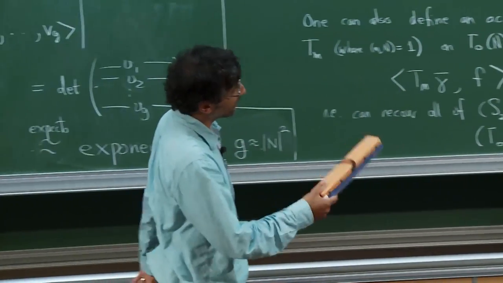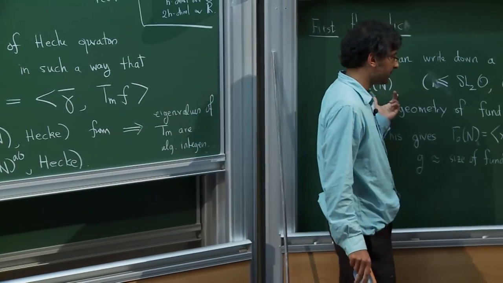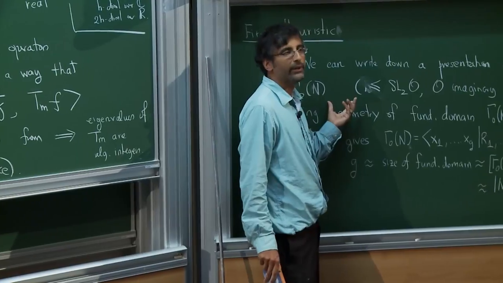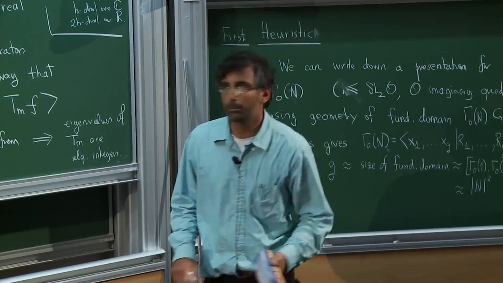Yeah, this is another thing about this heuristic, that it's not very robust. Like if you're analyzing SL3, it's much harder to figure out from this naive point of view what happens.